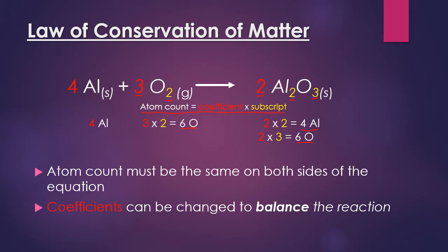When we balance our own equations, what we're going to be doing is changing the coefficients. Those numbers in red, those are the numbers we control, those are the numbers we can change. We cannot change the subscripts, the numbers in yellow. Those have to stay the same. If we change the subscripts, we are changing the chemical compound. So only the coefficients can be used or changed to balance the reaction. Subscripts cannot be changed.